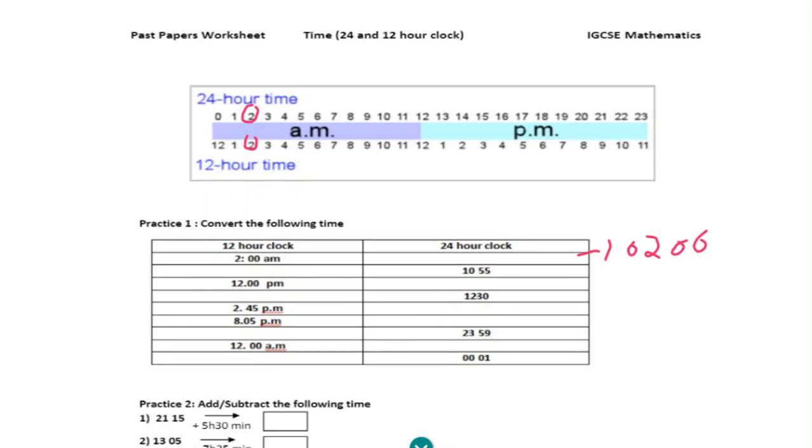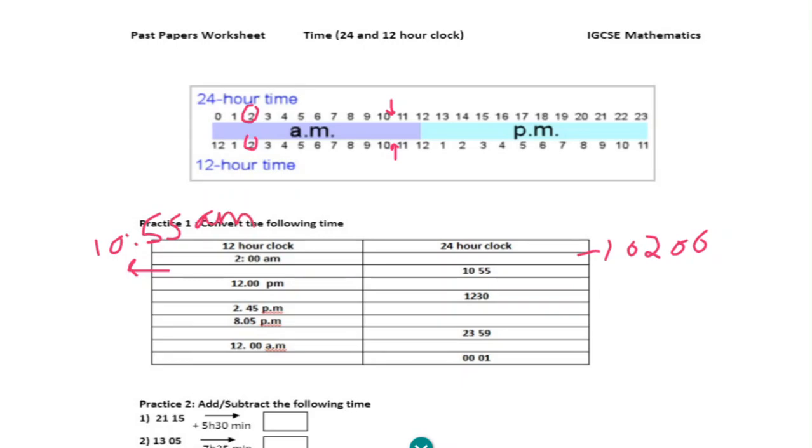Then we have 10:55 in the 24 hour clock. How do we change this to the 12 hour clock? 10:55 in the 24 hour clock is somewhere over here, which will be simply 10:55 a.m. So write 10:55 a.m.